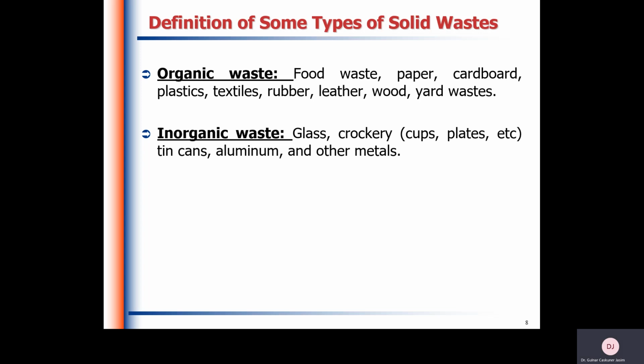Now I would like to carry on with some additional definitions related to the types of solid waste. Food waste, paper, cardboard, plastics, textile, and rubber are called organic waste. The other group is inorganic waste, and glass, crockery like cups and plates, tin cans, aluminum, and other metals are grouped in the inorganic waste.